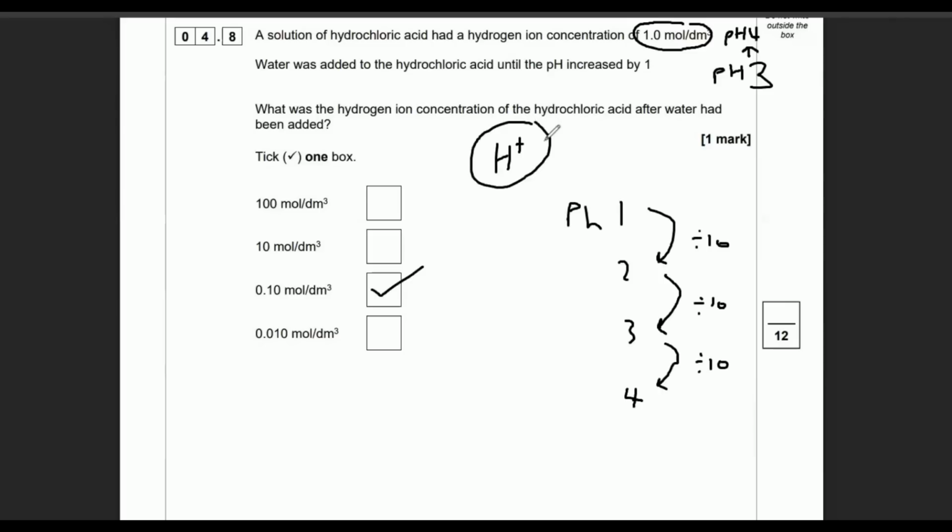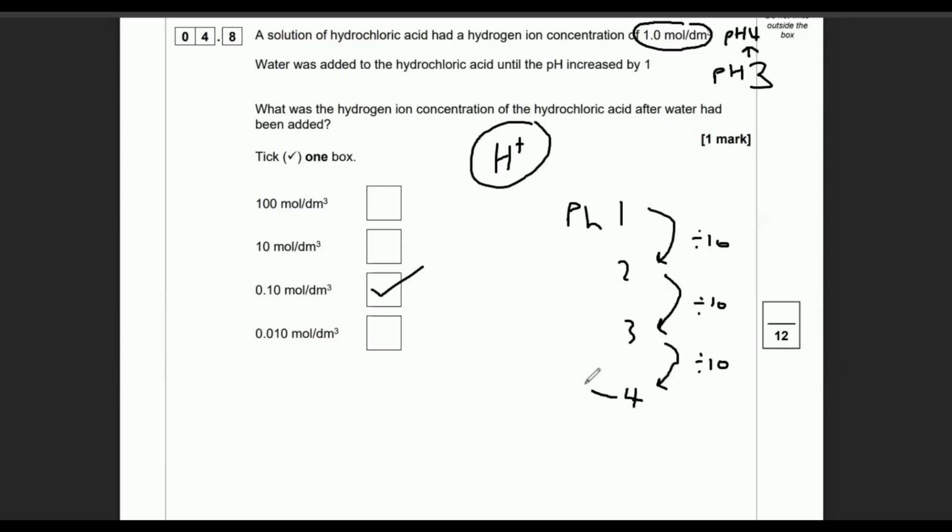Notice hydrochloric acid, H2SO4, HNO3. All acids have hydrogen ions. So the more hydrogen ions you have, the stronger the acid. As we go up in pH, we decrease by a factor of 10. So if I go from pH 1 to pH 3, I've divided by 100. This was just one pH, from 3 to 4. So we just divide by 10. So 1 divided by 10 is 0.1.